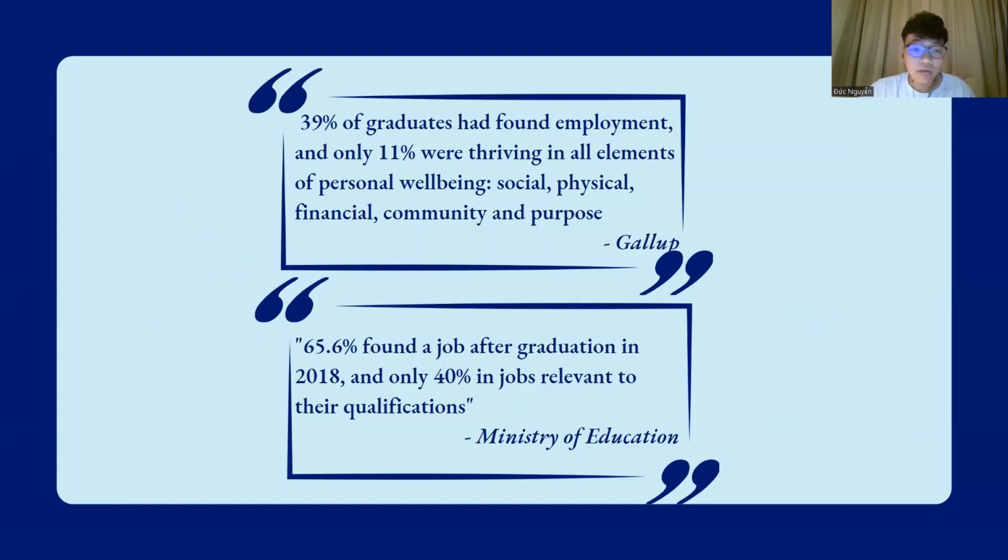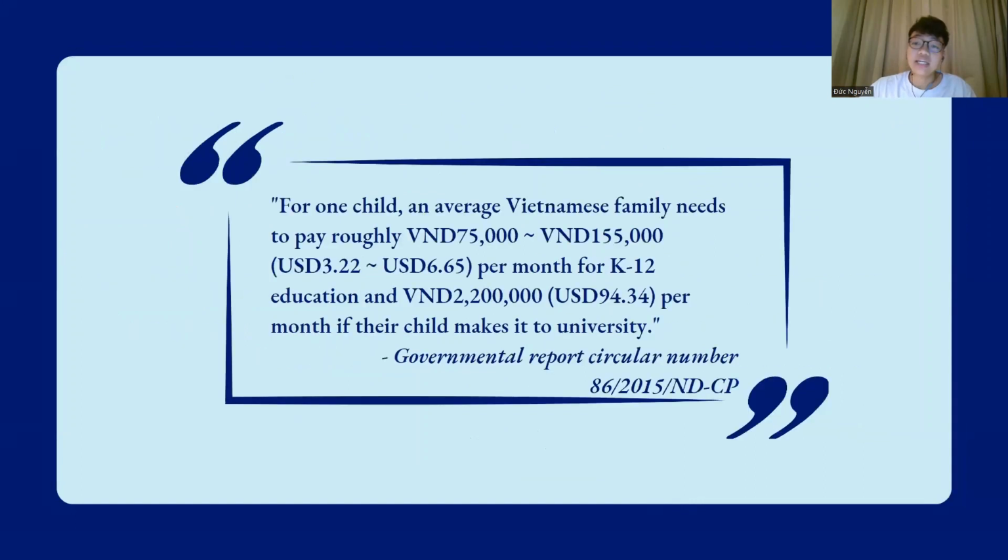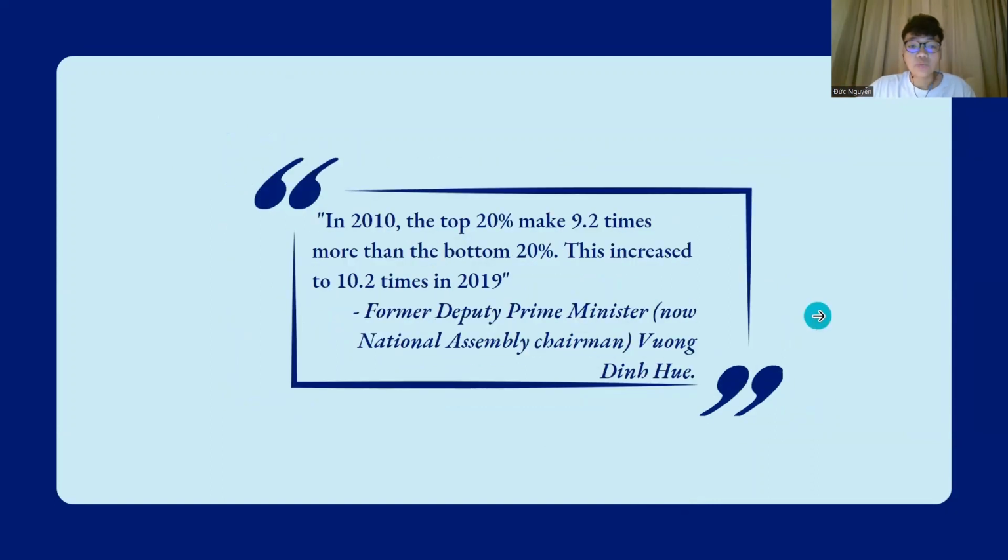They found out that around the world, only 38 to 39% of college graduates had found employment, while in Vietnam, 65% found a job, but only 40% worked in their area of expertise. And another problem that they want to solve is inequality. They also take a qualitative approach to this, where they conduct research and found out about the statistics of raising a child in Vietnam, as well as the worsening state of economic inequality in Vietnam.